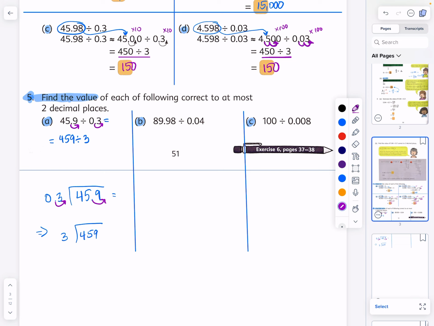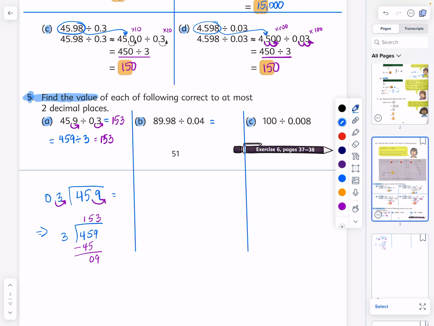So 3 goes into 45. We can say 15 times. This is 45. Remainder is 0 and 9. So 153. The answer is 153 times. 3/10 goes into 45.9 153 times. Similarly, 3 goes into 459 153 times. I hope you are seeing what I'm doing.